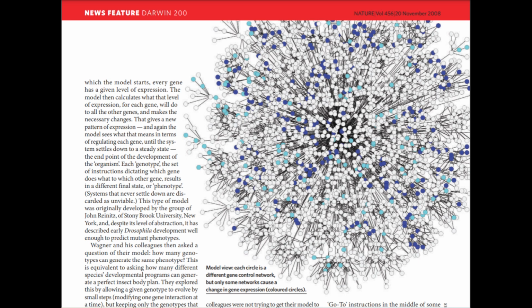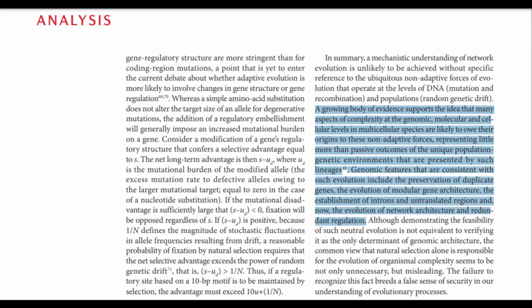Regulatory networks can tolerate point mutations, duplications, and deletions much better than protein-coding genes can. They can cause protein-binding sites to appear or disappear without a loss of fitness. As Lynch has written, quote, "A growing body of evidence supports the idea that many aspects of complexity at the genome, molecular, and cellular levels in multicellular species are likely to owe their origins to these non-adaptive forces, representing little more than passive outcomes of the unique population genetic environments that are presented by such lineages.